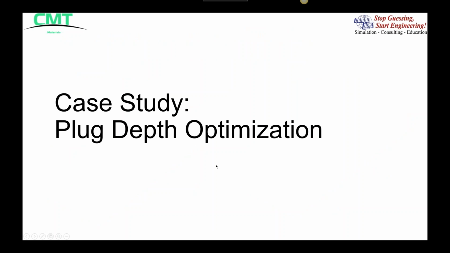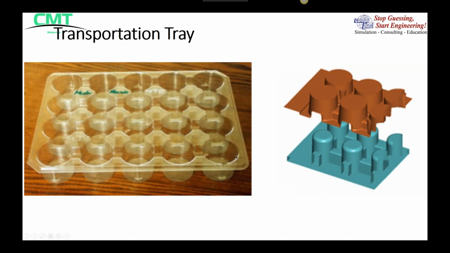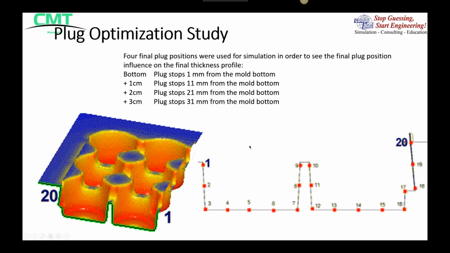The next example is a plug depth optimization study. In this case, the client was making these transportation trays. I don't know if they were for muffins or some sort of food product. And they wanted to optimize or determine the optimum plug penetration depth that would give them the best thickness distribution for their tray. And so a series of simulations were run using the software.